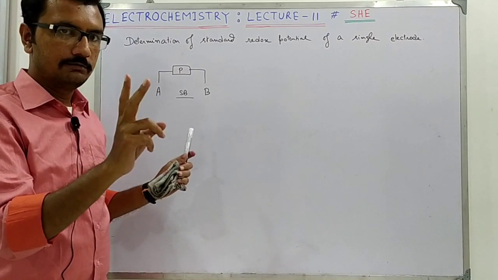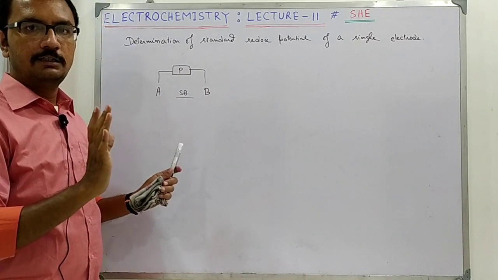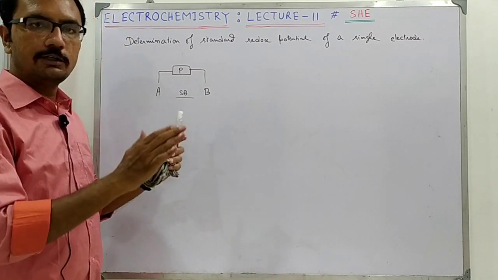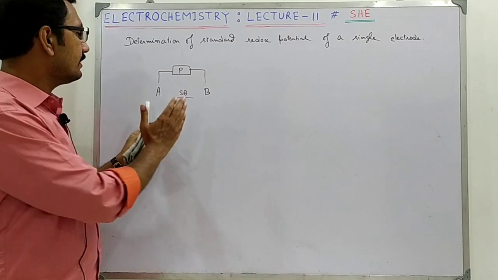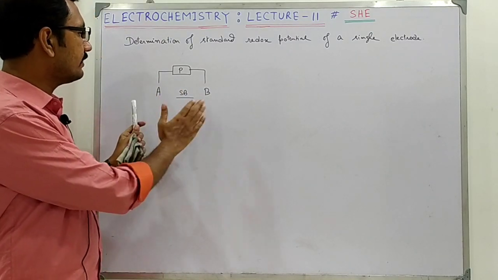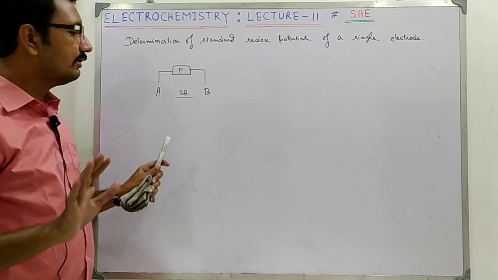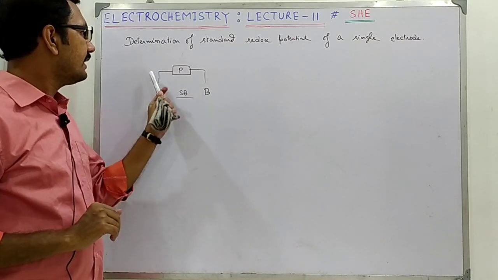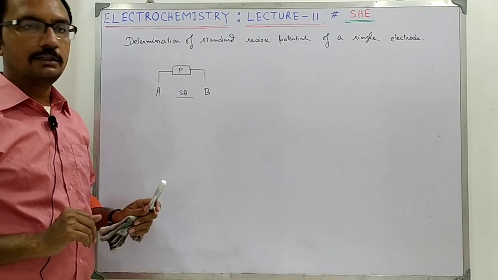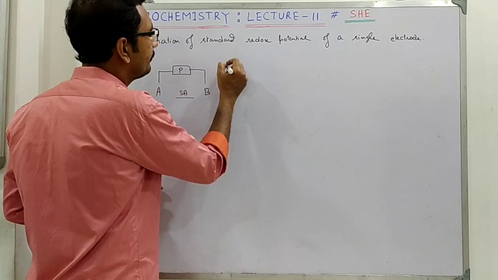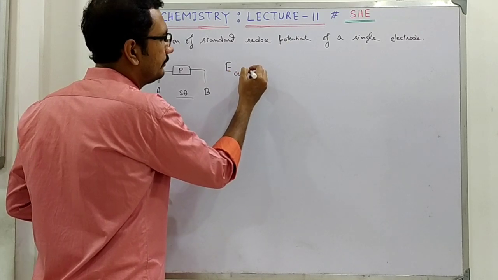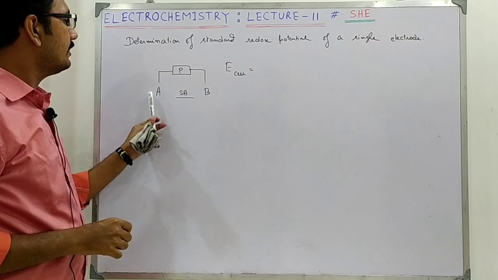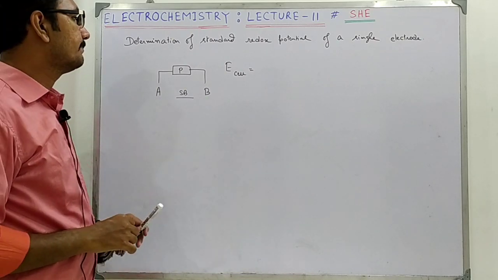We have two half cells A and B, and we are connecting them internally with the help of a salt bridge. If there are two different electrolytic solutions, we need a salt bridge; if there is a common electrolytic solution, there is no necessity of using a salt bridge. I have discussed all these things in previous lectures. We connect these two electrodes externally with a potentiometer. So this potentiometer will give E cell, the value of this galvanic cell constructed using the two half cells.